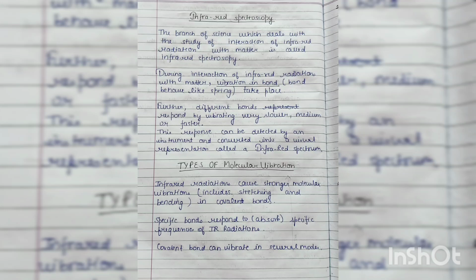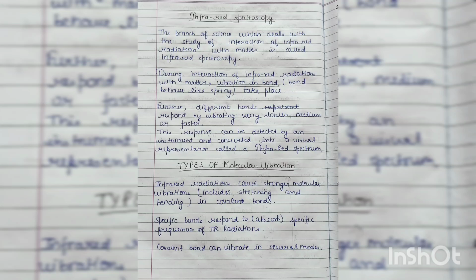So, what is infrared spectroscopy? The branch of science which deals with the study of interaction of infrared radiation with matter is called infrared spectroscopy. During interaction of infrared radiations with matter, vibration in bond takes place. Further, different bonds respond by vibrating slower, medium, or faster. This response can be detected by an instrument and converted into a visual representation called an infrared spectrum.